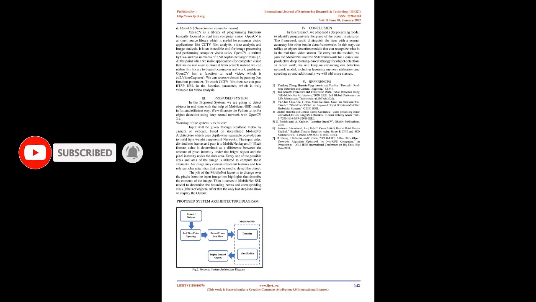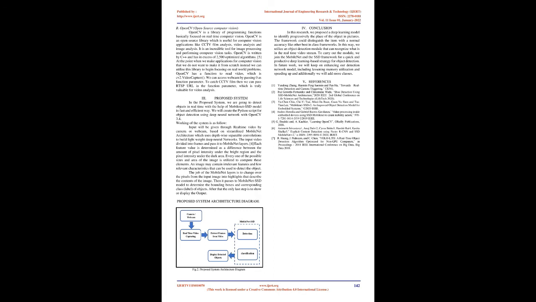B. OpenCV, Open Source Computer Vision. OpenCV is a library of programming functions basically focused on real-time computer vision. OpenCV is an open-source library which is useful for computer vision applications like CCTV film analysis, video analysis, and image analysis. It is an incredible tool for image processing and performing computer vision tasks. OpenCV is written in C++ and has in excess of 2,500 optimized algorithms.